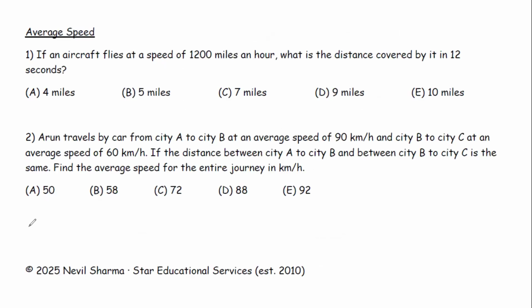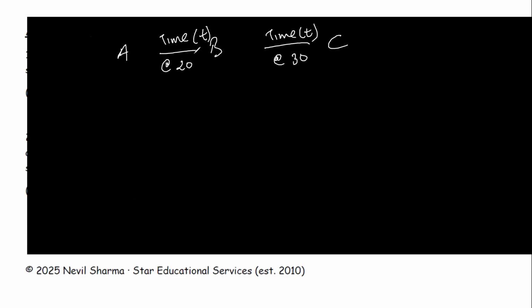Right. And now the second concept. Second concept is that suppose A to B, B to C, you're traveling at the rate of 20 and at the rate of 30, but the time is same. Time is same. Then find the average speed.